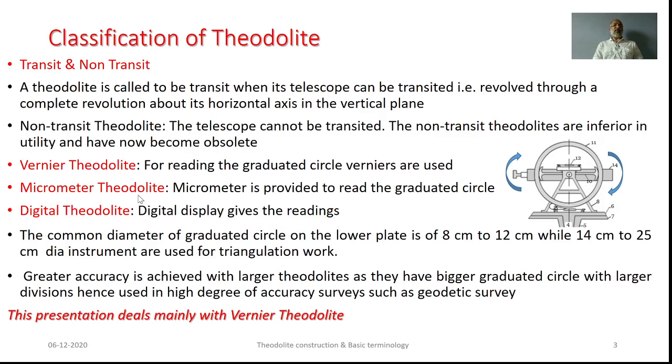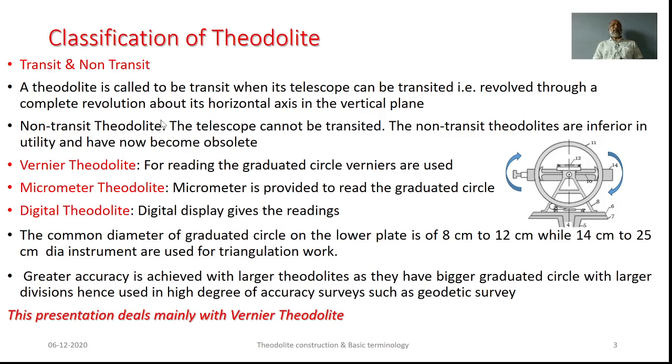Usually, micrometer theodolites are of 1 second theodolite. That is, they have the capability to measure up to 1 second of angle. The modern theodolite is of digital category. They are very easy to use, and their digital display can be used in order to take the readings.